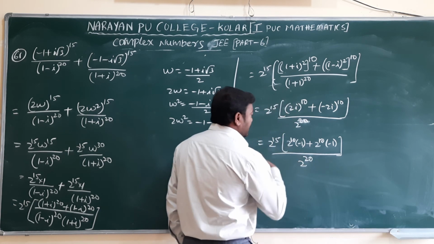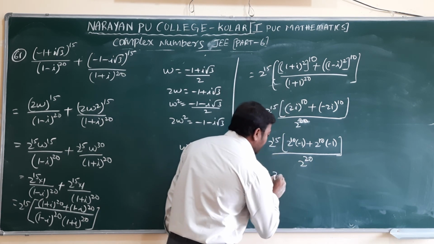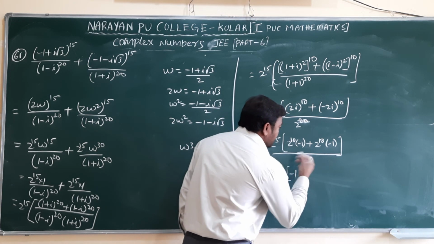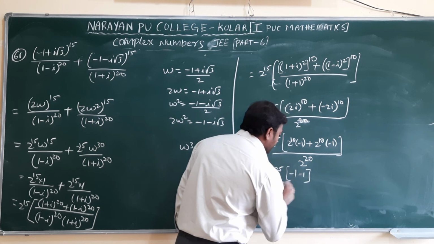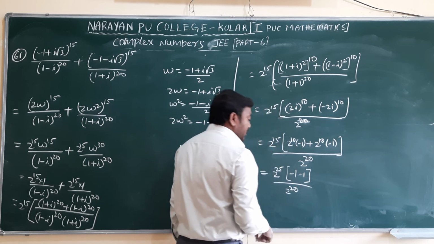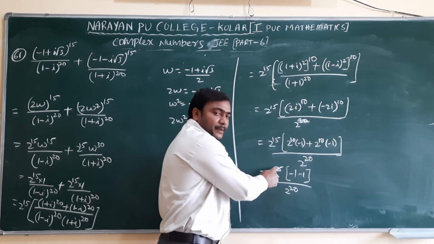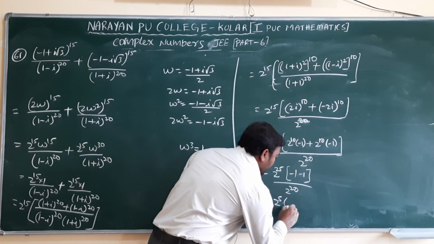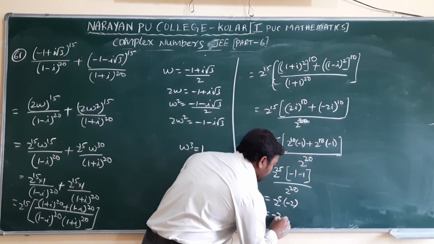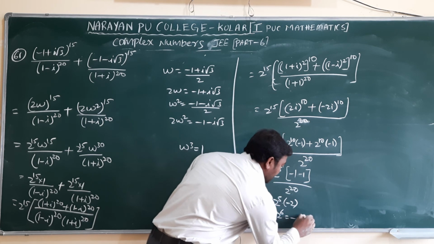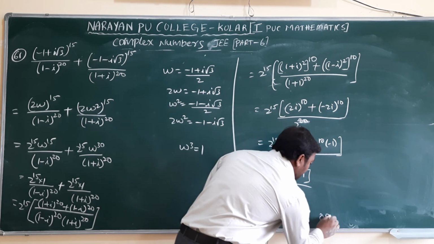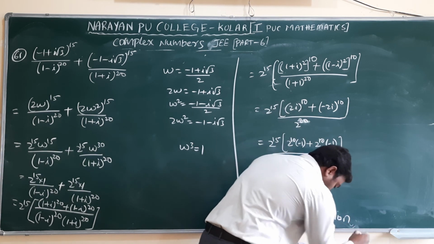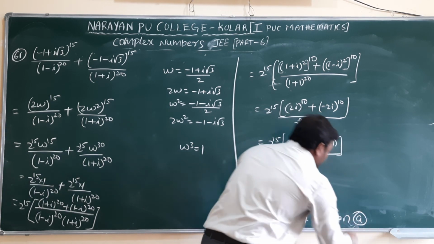So in the numerator we take common 2 power 10, so we are getting 2 power 25 into minus 1 divided by 2 power 20. Here 2 power 20 cancels, remaining 2 power 5 into minus 2. It can be written as minus 2 power 6, which is minus 64. Here option A is the correct option.